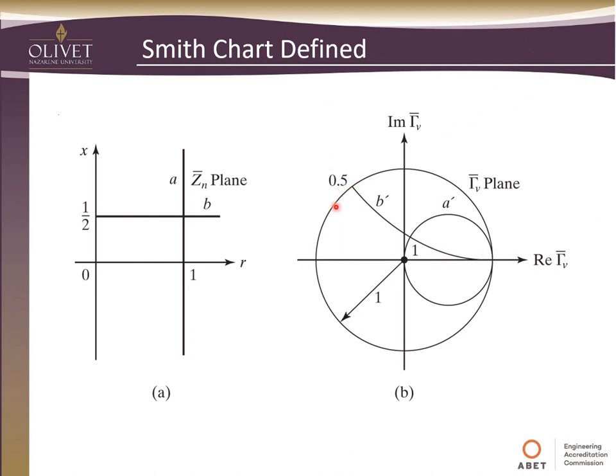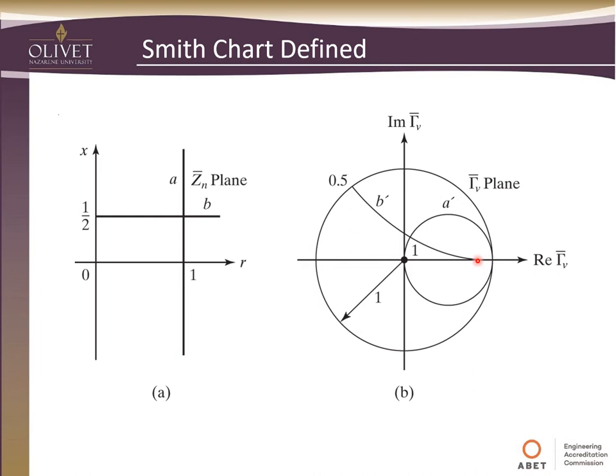Remember we said that the maximum value of the magnitude of this reflection coefficient is 1 or less. And so that's what this circle here is, that constant reflection coefficient magnitude equal to 1. And so all solutions must lie inside this circle. That's why we only see just this part of this larger circle that goes all the way around.